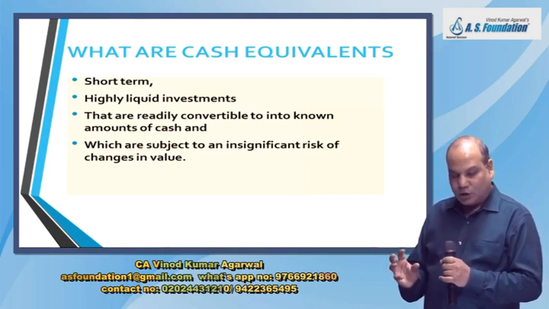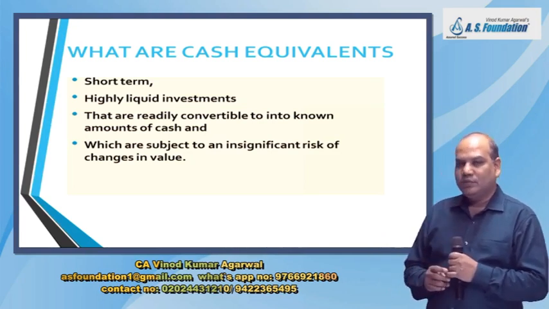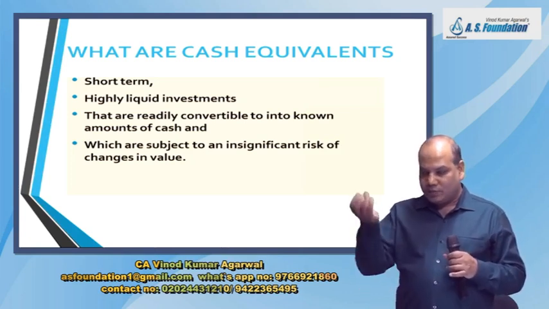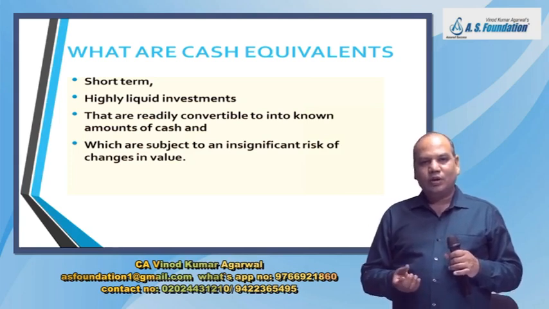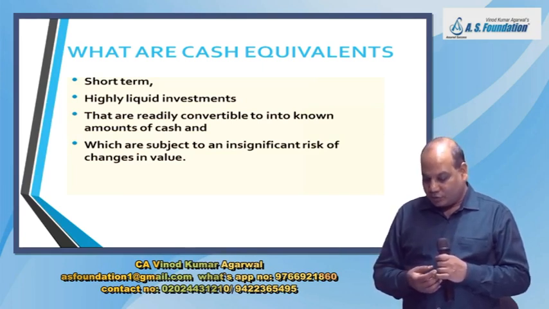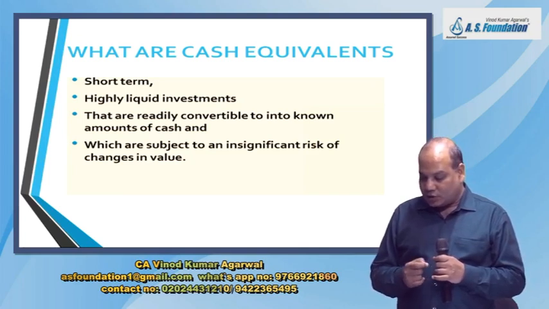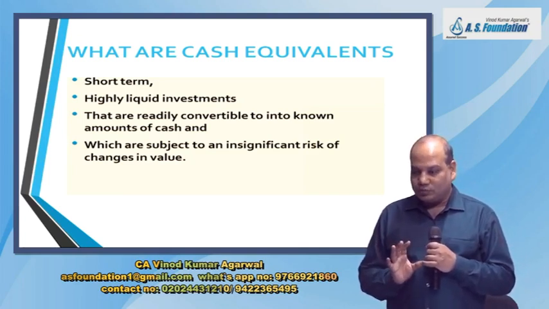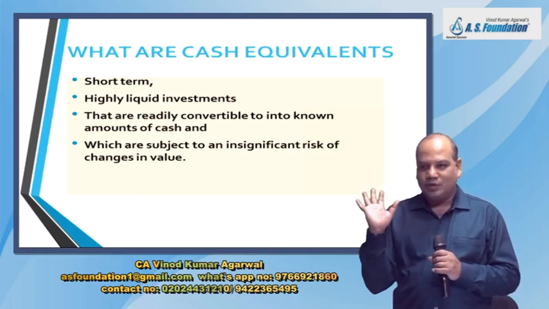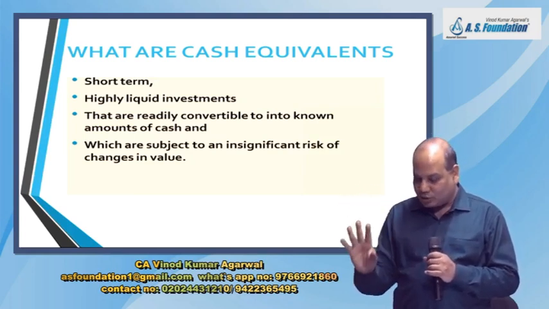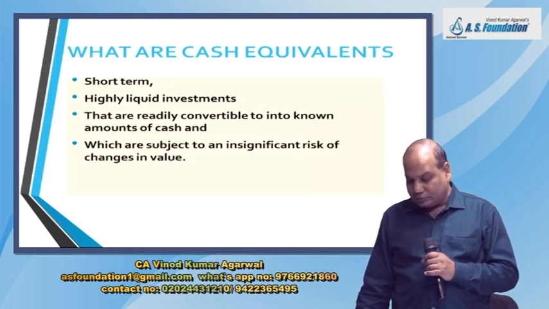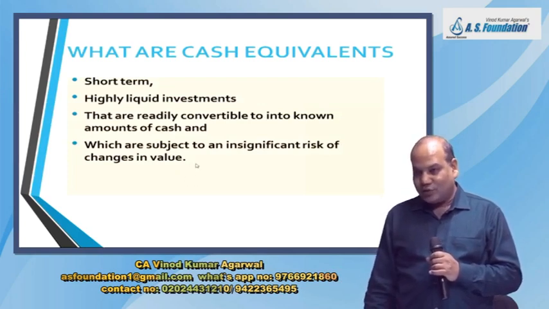Say for example, there is a government bond of 3 months maturity left. So what will be the change in the value of that government bond within 3 months? Negligible. Even if the market interest rate goes up or down, but for 3 months, even if you use discounting, it won't make major impact in that. So which are subject to an insignificant risk of change in value. So that means you know that this is 1 lakh rupees bond. I am going to realize 1 lakh something, and you will realize something close to that only, not more, not less. So no major variation. Insignificant means that risk can be ignored. Can gold be treated as cash equivalent?